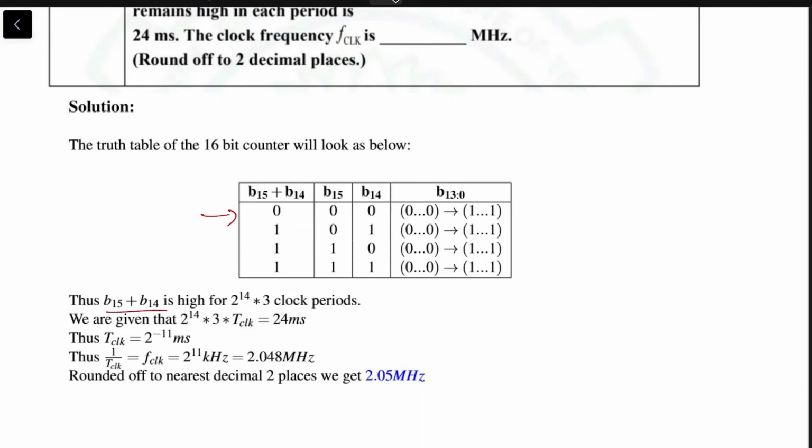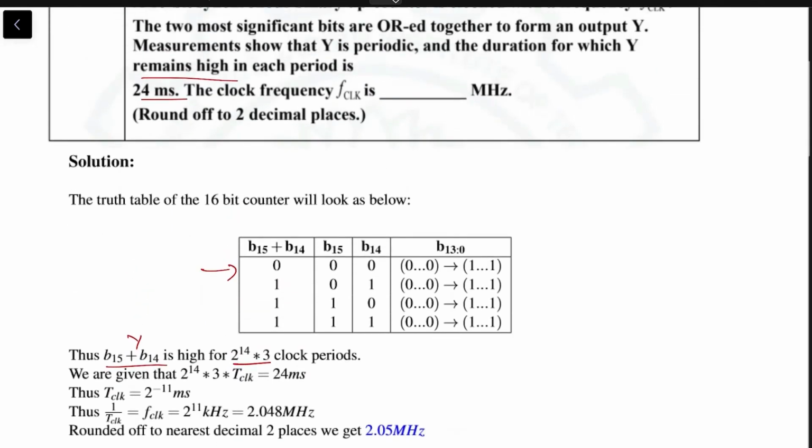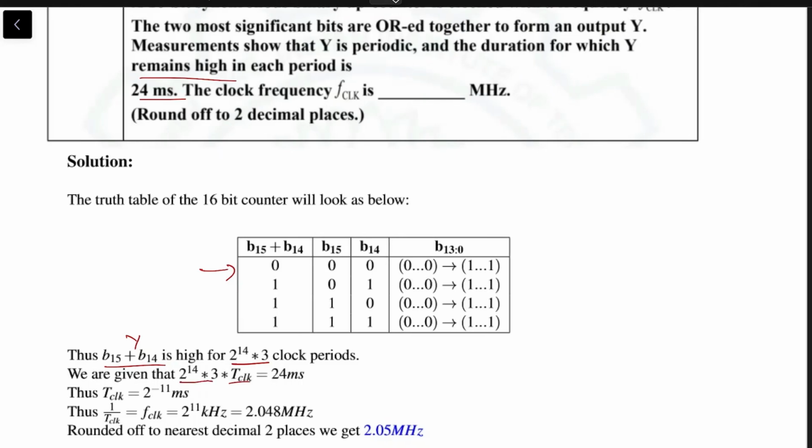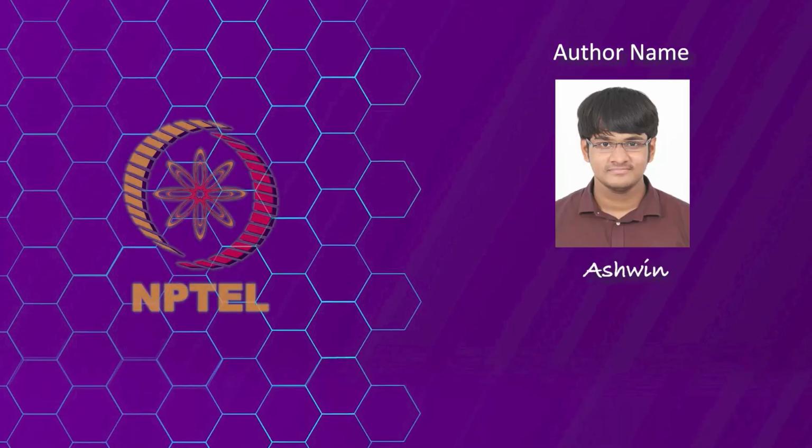That is the OR of those two, which is equal to Y, is high for 2 power 14 into 3 clock periods. And the whole point is that that remaining high period is what 24 milliseconds is. So 2 power 14 into 3 into t clock, which is the clock period, is equal to 24 milliseconds, from which you can get t clock as 2 power minus 11 milliseconds, and 1 by t clock is f clock, which is 2 power 11 kilohertz, which is 2.048 megahertz. And this is the answer rounded off to the nearest 2 decimal places. So the answer here will be 2.05 megahertz.